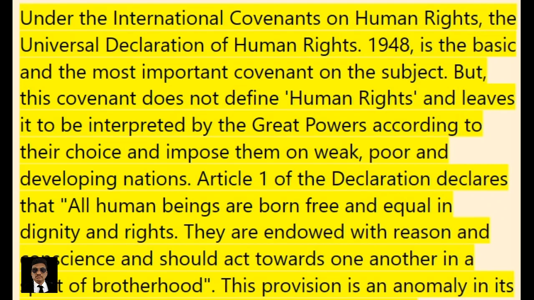But this covenant does not define human rights and leaves it to be interpreted by the great powers according to their choice and impose them on weak, poor and developing nations. Article 1 of the Declaration declares that all human beings are born free and equal in dignity and rights. They are endowed with reason and conscience and should act towards one another in a spirit of brotherhood. This provision is an anomaly in its own terms.